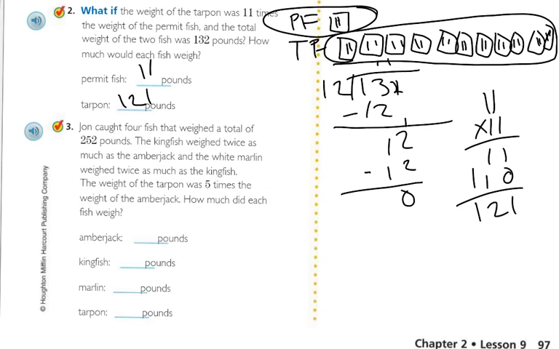Okay, looking at the next one. John caught 4 fish that weighed a total of 252 pounds. The kingfish weighed twice as much as the amberjack, and the white marlin weighed twice as much as the kingfish. The weight of the tarpon is 5 times as much as the weight of the amberjack. How much did each fish weigh?